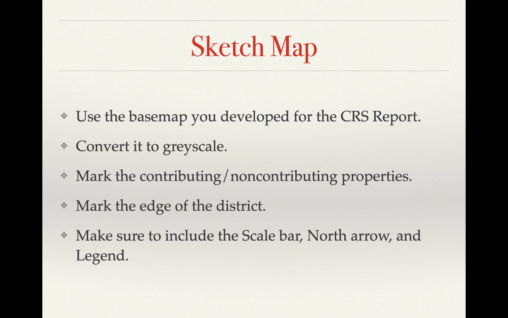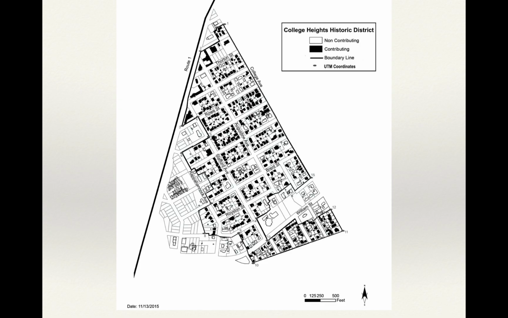Obviously, if a property is outside the boundaries, even if it could potentially be contributing, it is no longer contributing because it's outside the boundaries. You're going to need to make some changes. You're going to mark the edge line of the district, and as usual, you're going to have a scale bar, north arrow, and legend, and when you're all done, it's going to look something like this.